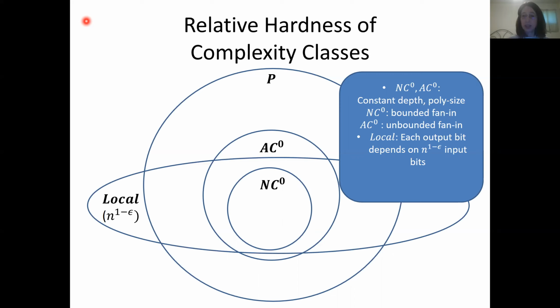Another class that's going to be important to us is the class of local functions. This is going to be the class of functions where each output bit depends on at most n to the 1 minus epsilon input bits. So each output bit depends on only a subset of the input bits.